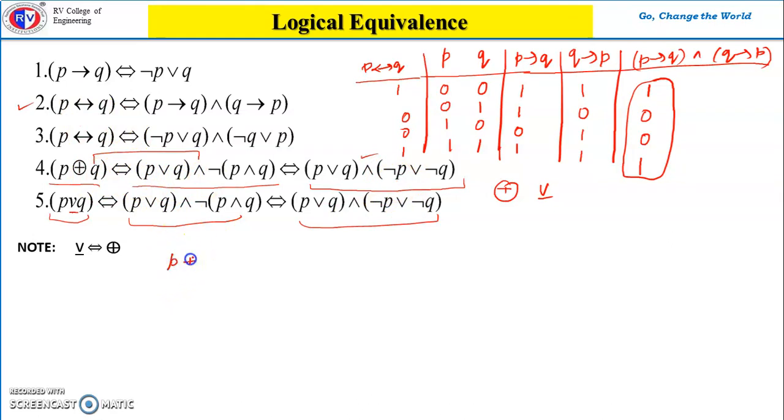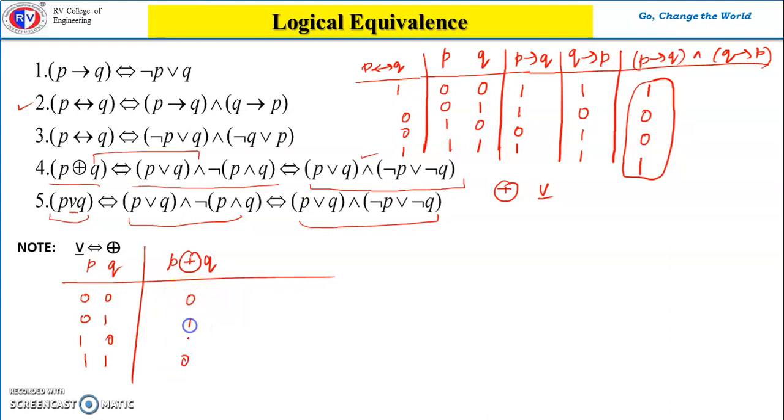So P exclusive or Q. Okay, so I have P Q, and this is 0 0, 0 1, 1 0 and 1 1, and P exclusive or Q will be 0 1 1 0, because when inputs are the same it will be false, inputs are different it will be 1. Okay, so P or Q will be what, one of the inputs is true, so it will be true, so it will be 0 1 1 1.